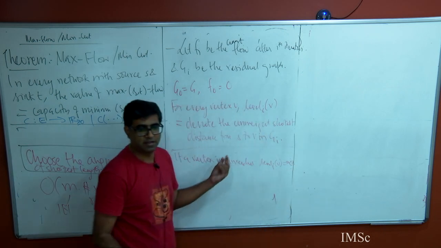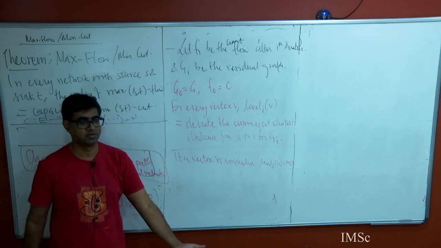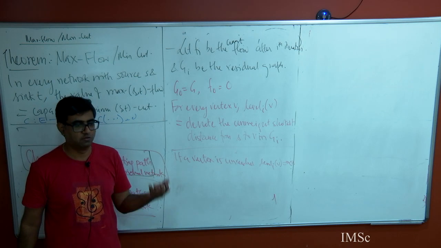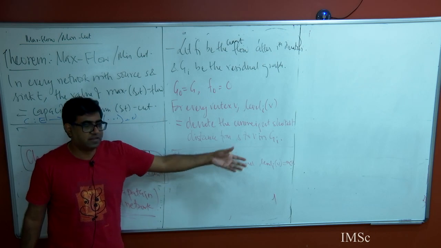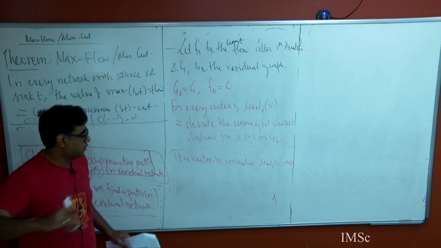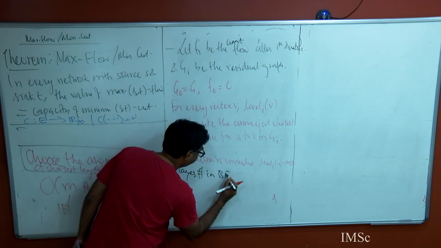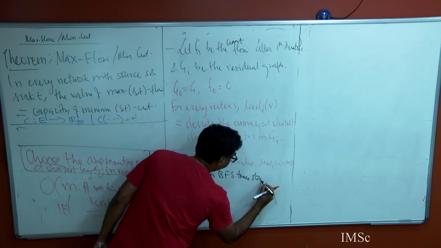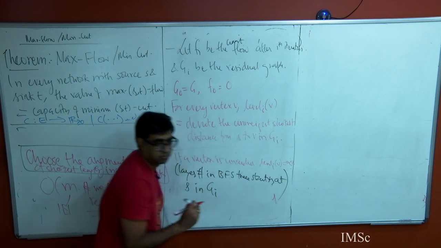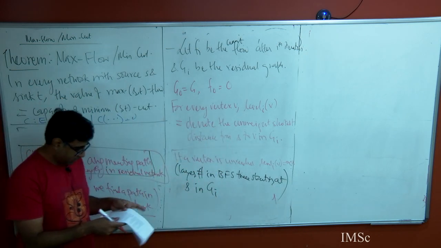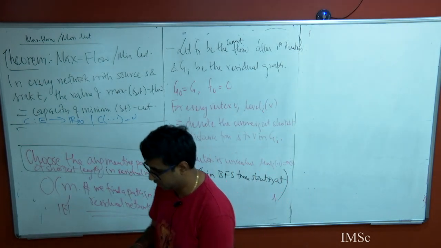So basically level is nothing but which BFS layer a vertex appears in if I start a BFS from S. Because if you do BFS, you will find the shortest path starting from S. So it's a layer number in the BFS tree starting at S in G. This is the basic lemma which we are going to prove, and then we will be done.